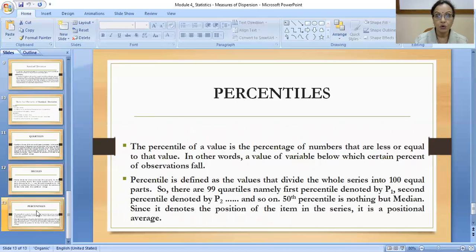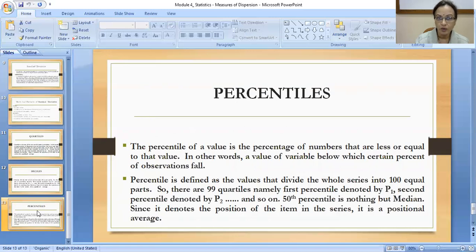Percentiles. The percentile of a value is the percentage of numbers that are less than or equal to that value. In other words, it is a value of a variable below which a certain percent of observations fall. Percentiles are the values that divide the whole series into 100 equal parts. So there are 99 percentiles, namely first percentile denoted by P1, second is P2, and so on. The 50th percentile is nothing but the median, because it denotes the position of the item in the series. It is a positional average.